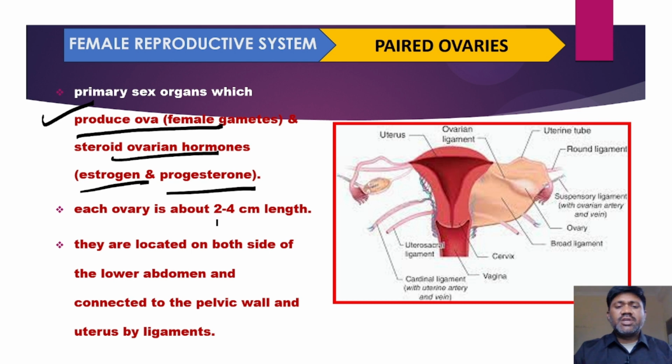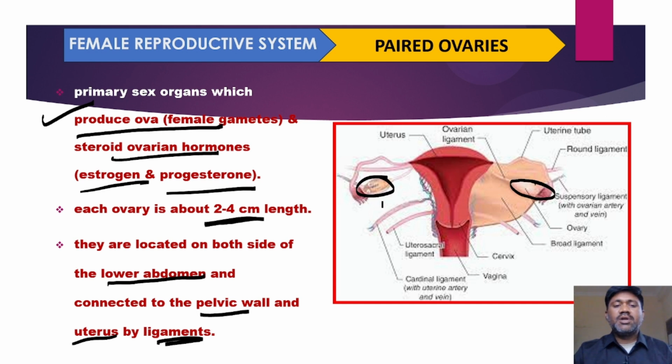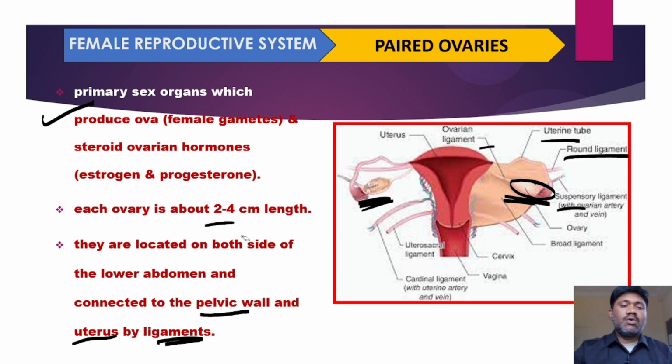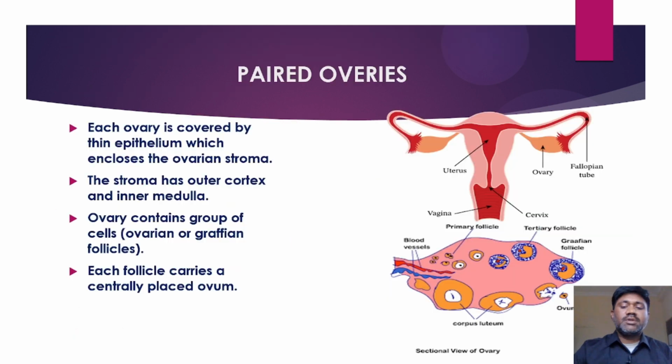Each ovary is generally 2 to 4 centimeters in length, and they are located in the lower abdomen, connected to the pelvic wall and uterus with the help of ligaments. So this is the ovary, and here also one ovary is there. They are present in the lower abdomen and attached to the pelvic wall as well as the uterus wall with the help of ligaments. You can observe a number of ligaments present here in the diagram. Okay, now come to the next slide.